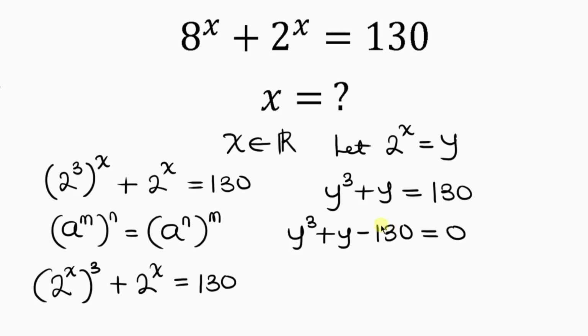Now, look at 130. 130 has factors of 13 times 10, because 13 times 10 will give 130. Then there is another one, which is 5 times 26. So 5 times 26 will also provide 130. But among these two factors, which one is suitable to solve a question like this?